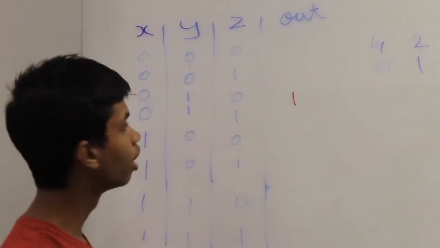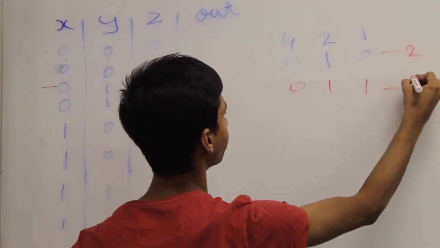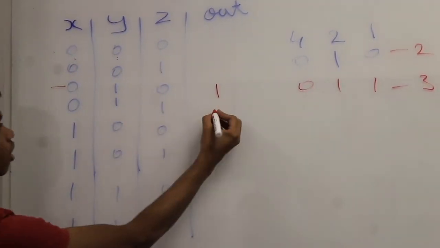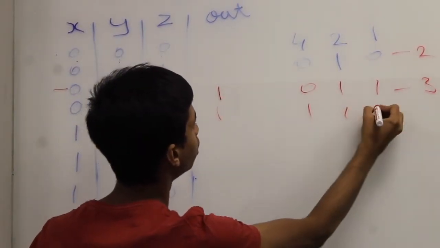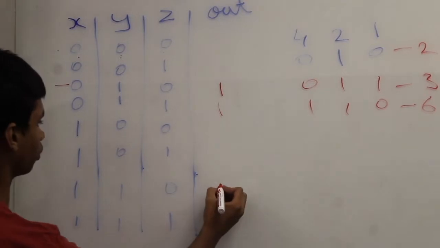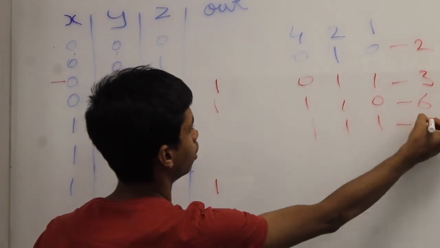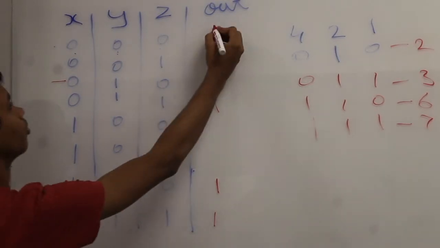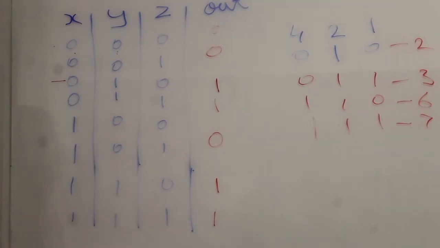Now we have 3. Now 3 will be 0, 1, 1. Now we will find 0, 1, 1 in this truth table, which is here, and the output is 1. Now 6, which is 1, 1, 0. Now where is 1, 1, 0? 1, 1, 0 is here. So we'll write 1. Now we'll find 7, which is 1, 1, 1. Now 1, 1, 1 is here. Now rest of the terms we'll write 0. Now we have the truth table of these minterms.